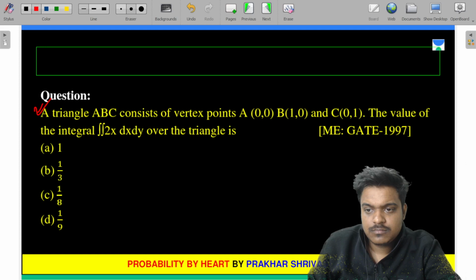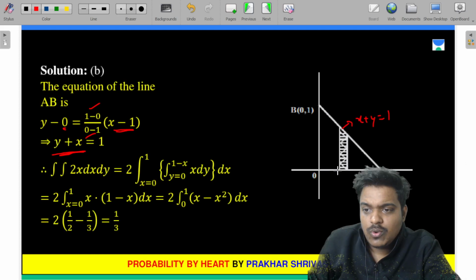So you have the area. Now you just need the equation of this line. To calculate the equation of the line, y minus y1 equals y2 minus y1 divided by x2 minus x1, into x minus x1. You put in the values and get the equation x plus y is equal to 1. Now y is varying from y is equal to 0 to y is equal to 1 minus x.